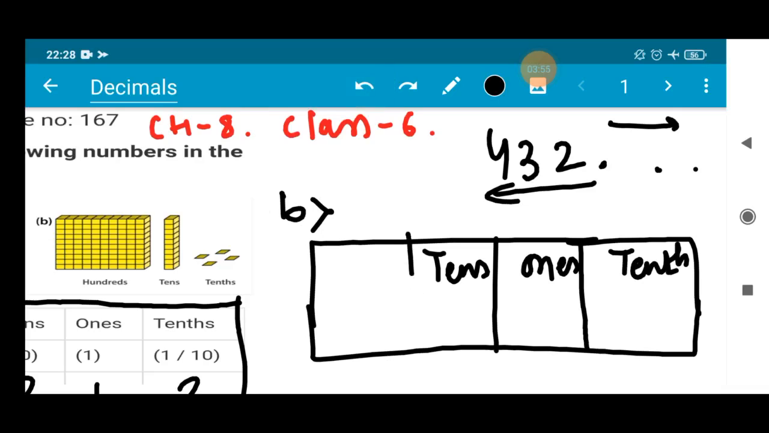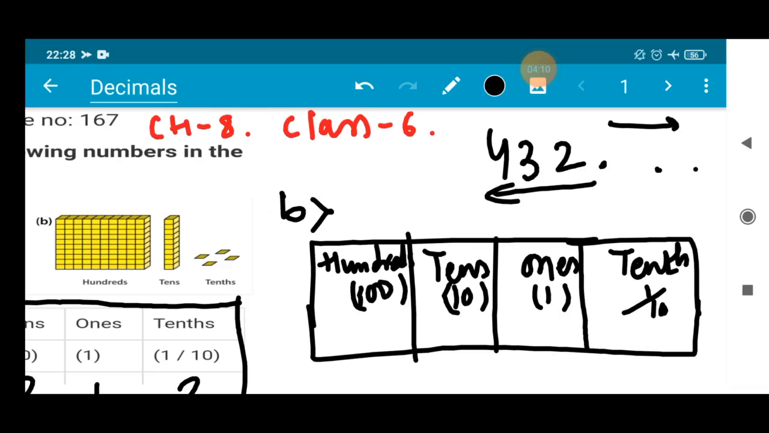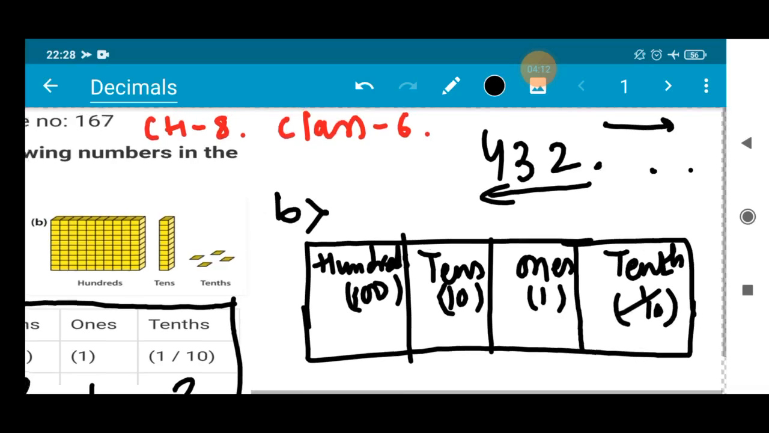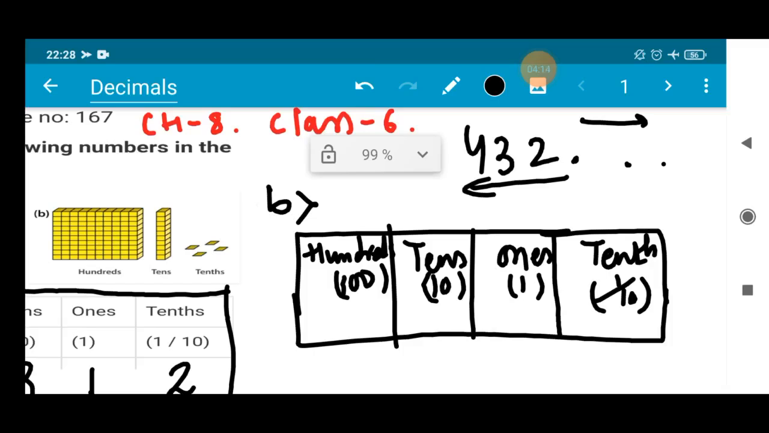Then we have hundreds. For hundreds we write 100, with tens we write 10, for ones we write 1, and for tenths 1 by 10. If there is a hundredths position also, I will write 1 by 100 there. Okay, so in tenths, how many cards can you see?